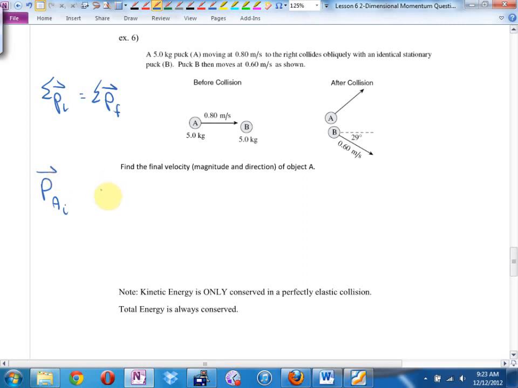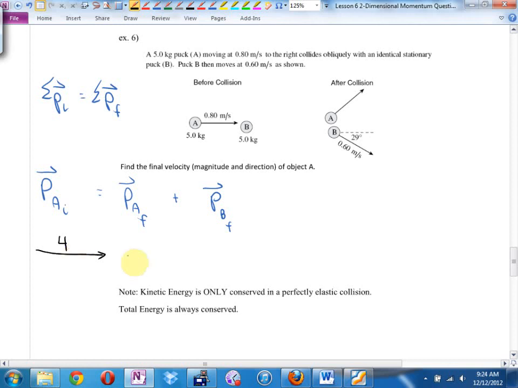So after the collision, we have mass A, final, and mass B, final. What's that going to look like? Let's draw it. Mass A, initial, momentum A, looks like that from the picture. And I can even tell you how big it is because in my head without a calculator, I can go 5 times 0.8. What's 5 times 8? So what's 5 times 0.8? Very good.